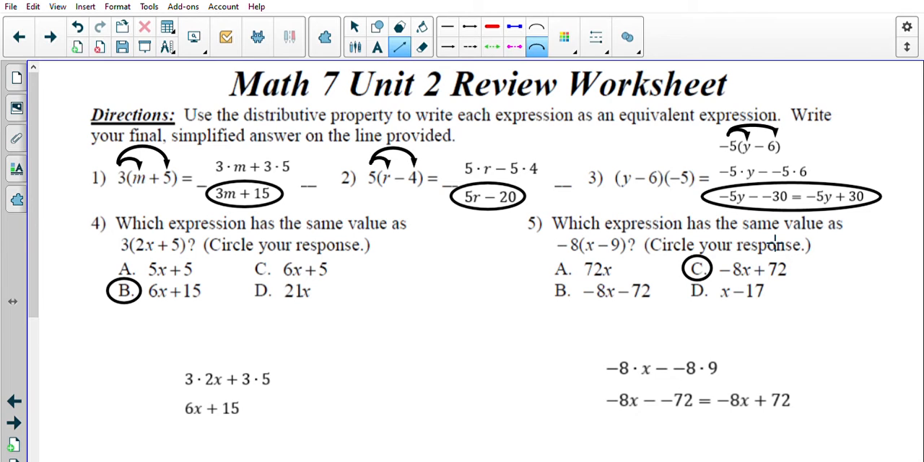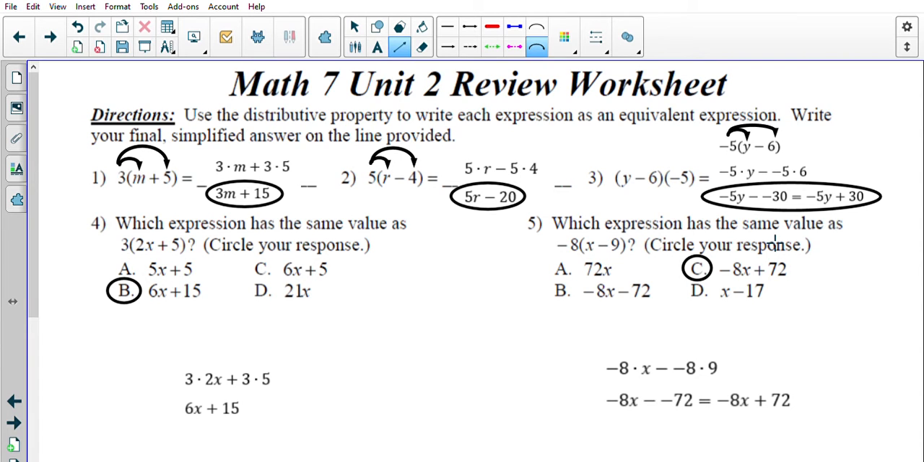Let's take a look at question number 4. Which expression has the same value as 3 times in parentheses 2x plus 5? So once again, we need to use the distributive property. Remember that this is a really important and a really major topic that you need to be familiar with moving forward. So the correct solution is B.